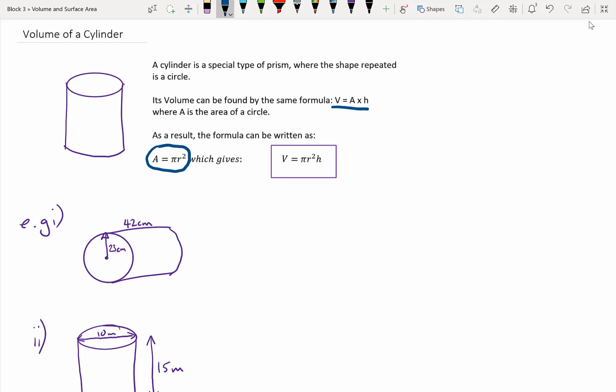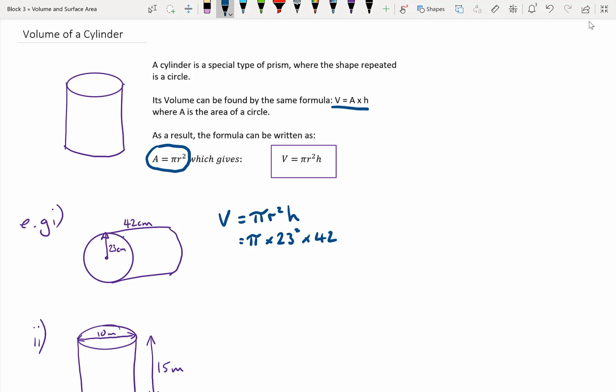So in the first example, I've got a cylinder drawn. It's got a radius of 23 and a height of 42. So my formula, V equals pi r squared h. First thing I'm going to do is make sure that those are in fact the things that we've got, and then chuck our numbers in. So we've got pi times 23 squared times 42. And then we're going to turn to our calculator. I'm going to do pi times 23 squared times 42.